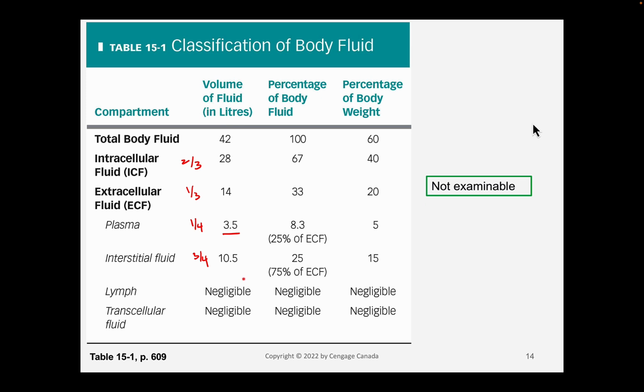Now we also have some other negligible amounts: lymph, being the fluid in our lymphatic system, and transcellular fluid, being things like our spinal fluid, our fluid in our joints, things like that. The total amount is negligible compared to the total amount of fluid in our body.